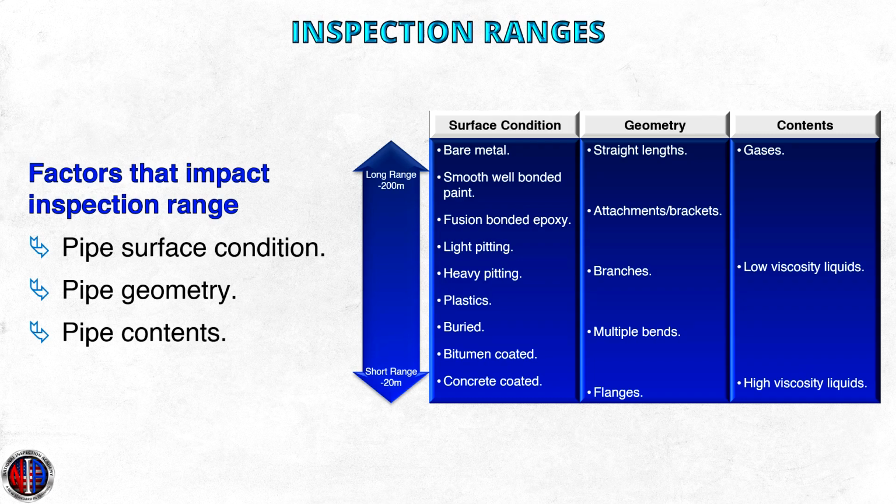Looking under the geometry column, we'll get the longest amount of scans if we have just straight length pipe sections. And then our amount of range will be reduced as we include attachments or brackets, branches, multiple bends, and flanges will reduce our range incredibly short, down to less than 20 meters.